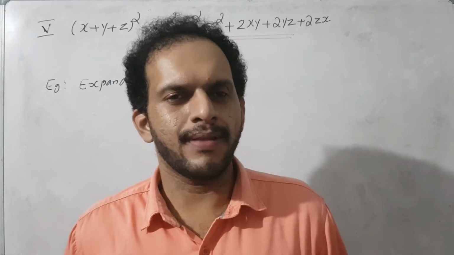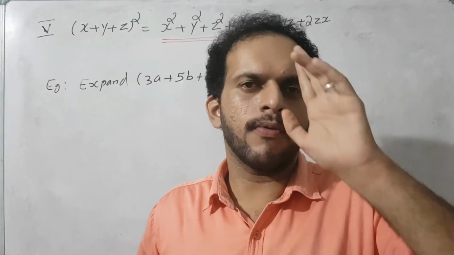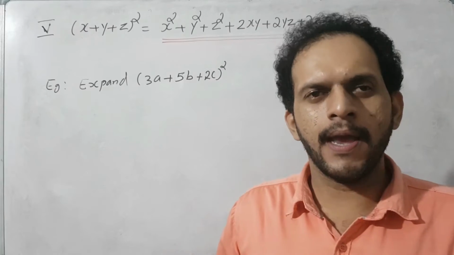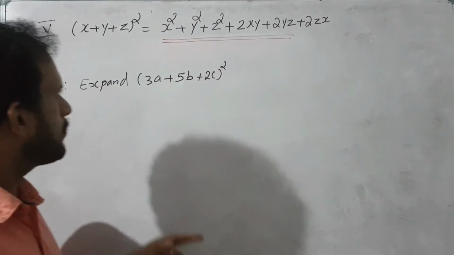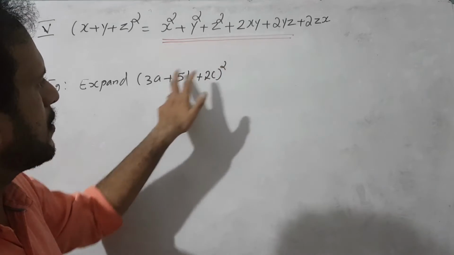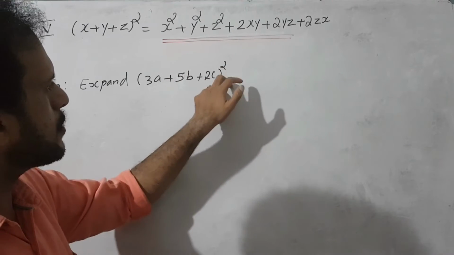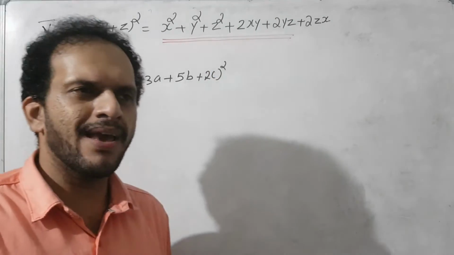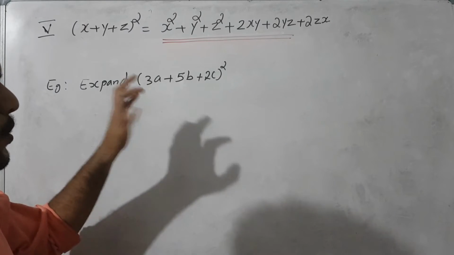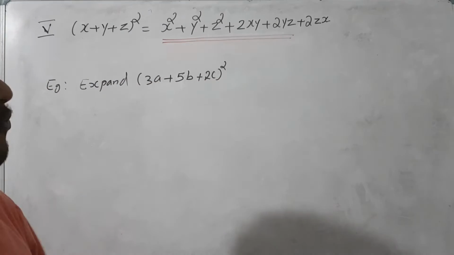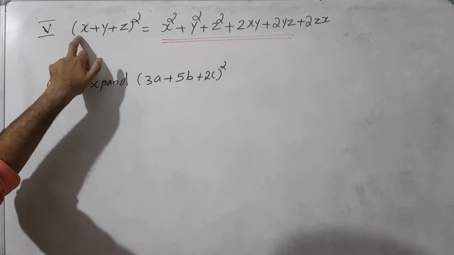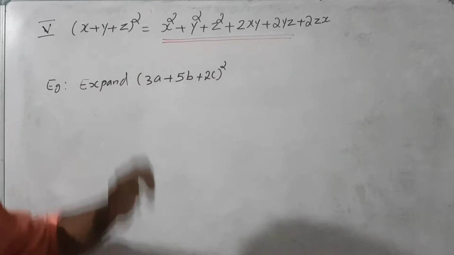In this type of question, where they ask to expand, your first step is to identify the identity. How many terms here? Three terms: 3a, 5b, 2c, and the form is the three terms whole square form. Correct? Three terms separated by the symbol plus, in whole square form. Then to identify, this one is in the form of which identity? It's very clear. This one is in the form of the fifth identity, x plus y plus z whole square.